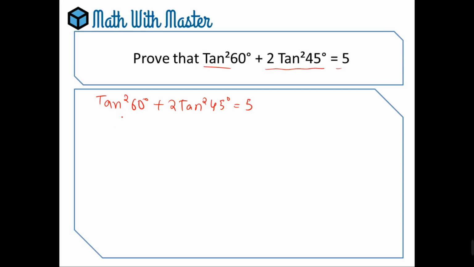What is our tan 60 degrees? Tan 60 degrees is root 3, but we have the whole square with it, plus 2 into what is tan square 45 degrees? It is 1 and whole square, is equal to 5. So 3 plus 2 is equal to 5. 5 is equal to 5. We have proven this equation also.